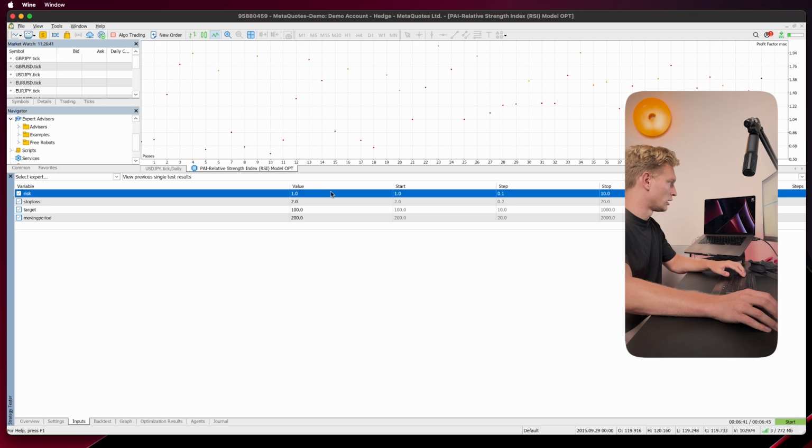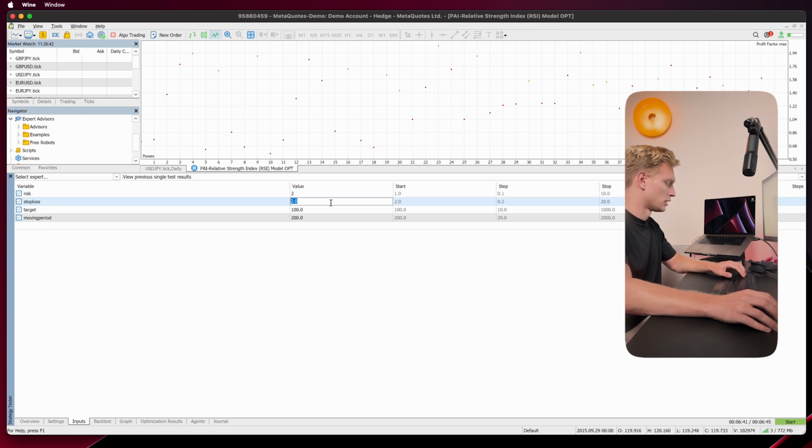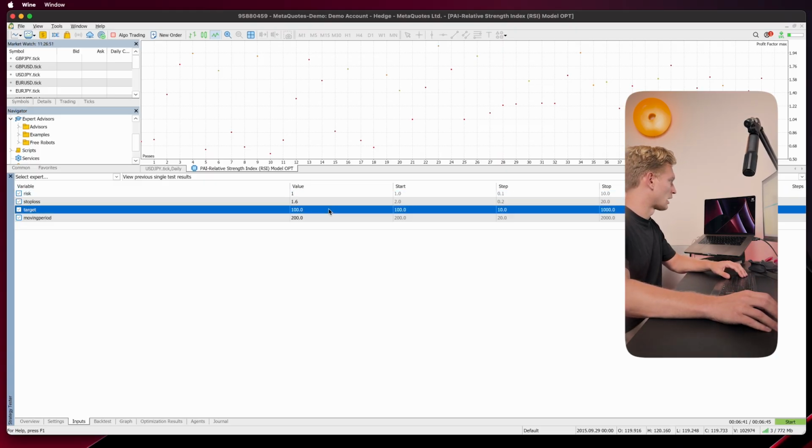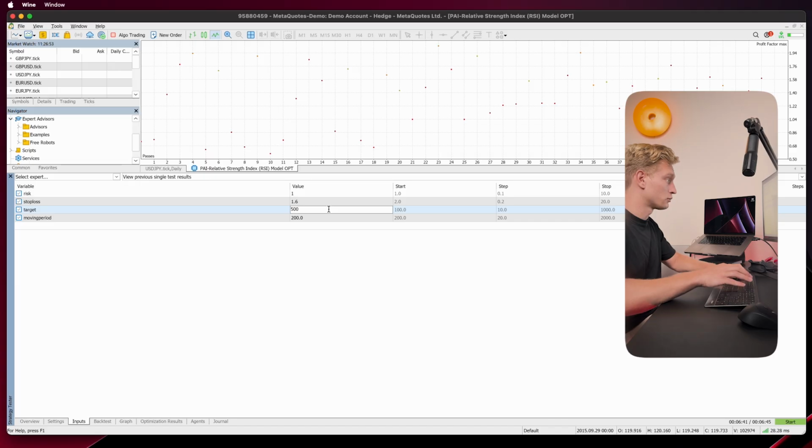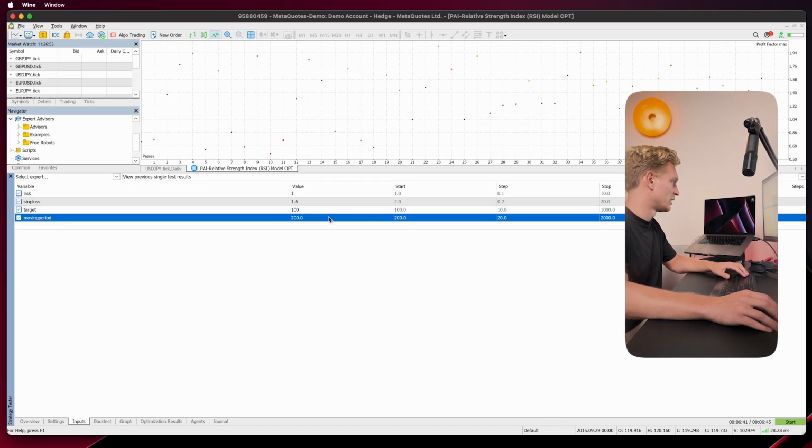We have risk per trade. We can make it 2%. We have stop loss. We can make it smaller. We can make it 1.1. We can make it 1.6, whatever we want. We have the target. Do you want a 1-to-5 risk to reward, or do you want to have a 1-to-1? We can adjust the settings. So that's super powerful, helps a lot. Now you know how that works.